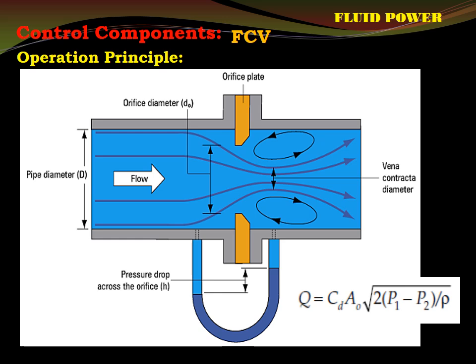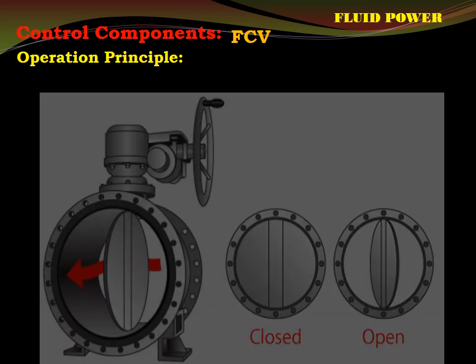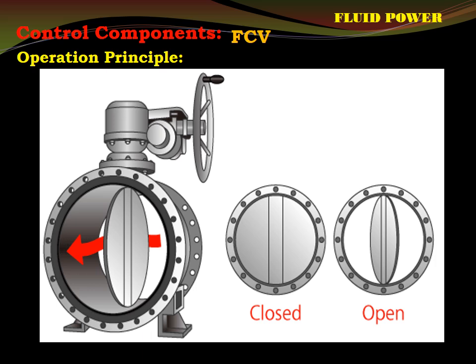So that is Q, the flow rate through the orifice. We want to control that Q, right? Usually it is done by controlling AO, I mean the area of the orifice. And this area can be controlled by various kinds of construction. Here is one of them, butterfly type. So definitely, as you can see here, if we control this butterfly valve, flow can be controlled through it.